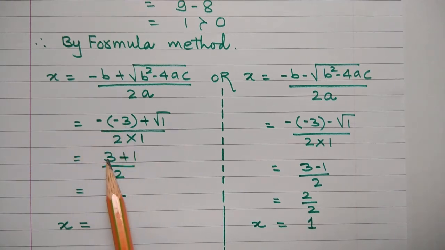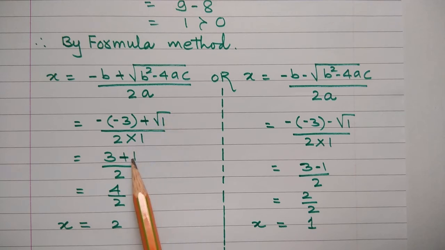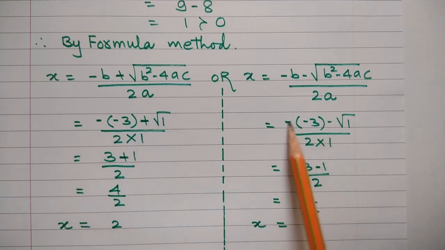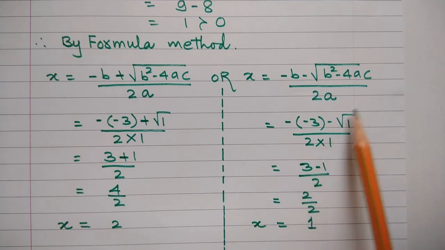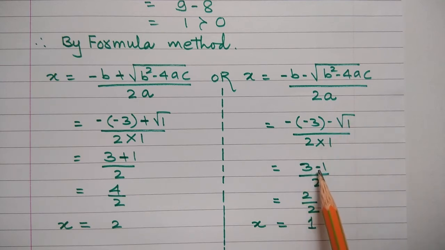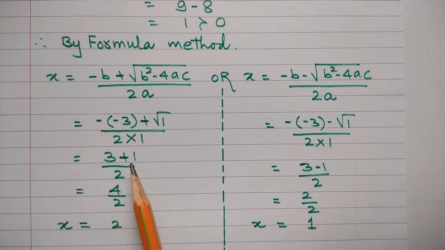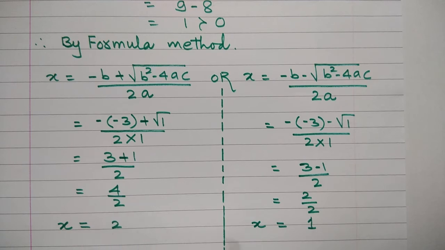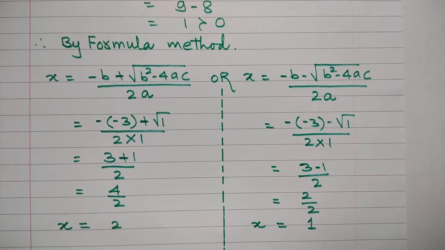Minus of minus 3 will give us plus 3, plus under root 1 means 1. Similarly here, minus of minus 3 is equal to 3, under root of 1 as 1, but it is minus 1. 3 plus 1 is equal to 4. So it will be 4 upon 2. Here 3 minus 1 as 2. So it will be 2 upon 2. 4 upon 2 means 2, and 2 upon 2 means 1. Therefore x is equal to 2 and x is equal to 1. These are the values of x by formula method, or these are the solutions of the given equation by formula method.